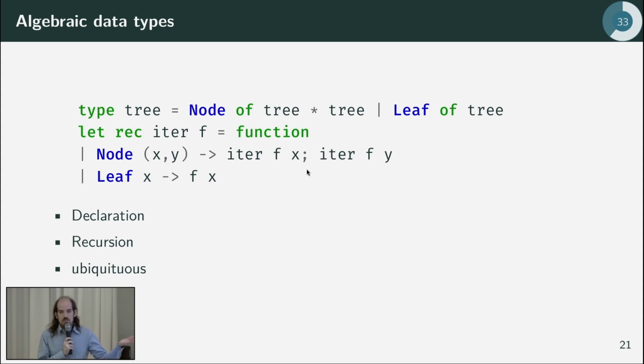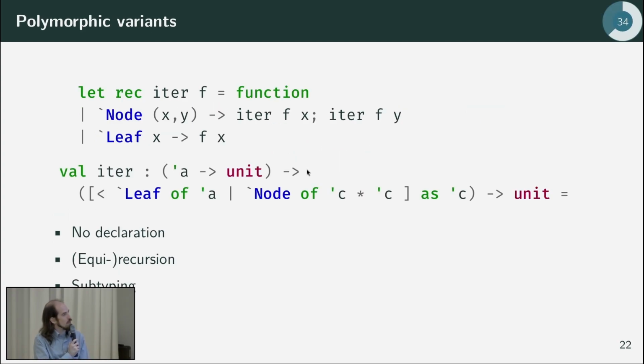So let's speak about variants, or the many variants that we have in OCaml. We have the standard algebraic data type, where you need to declare them in advance. Recursion is quite easy, and you can find them everywhere. Then we have polymorphic variants.